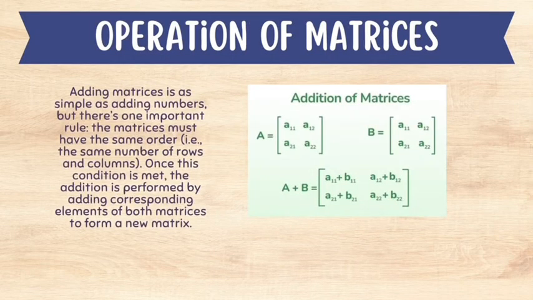Operation of matrices. Adding matrices is as simple as adding numbers, but there is one important rule. The matrices must have the same order, the same number of rows and columns. Once this condition is met, the addition is performed by adding corresponding elements of both matrices to form a new matrix. This is an example of addition of matrices.